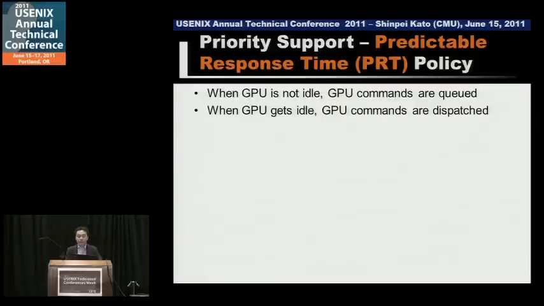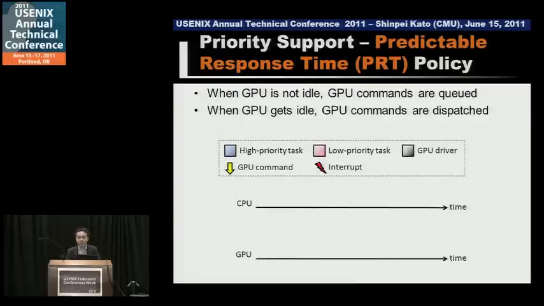So TimeGraph supports two scheduling policies. And let's first look into the predictable response time policy. Let's consider two tasks with different priorities again, a similar example as before. If the GPU is idle, a task can just use the GPU, like the previous case. But if the GPU is not idle, the GPU command must be enqueued in the TimeGraph space, like this.